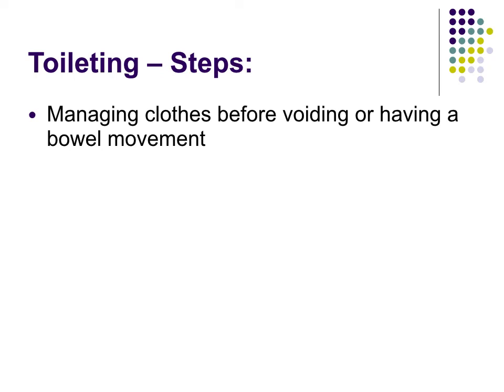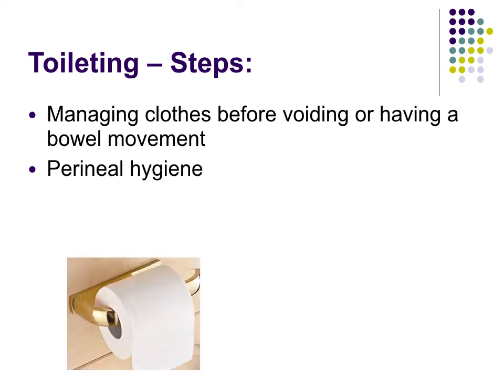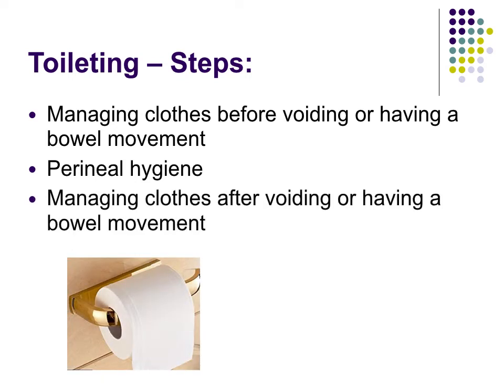So the steps included in toileting: managing clothes before voiding or having a bowel movement, perineal hygiene, and managing clothes after voiding or having a bowel movement. So there's 3 steps. We really want to encourage our patients to get up to the toilet or bedside commode to FIM this. A bedpan may be used on the FIM test. This should be scored in practice only as a rarity. The majority of our patients do get up.